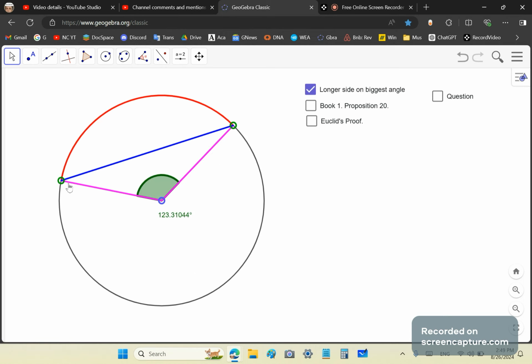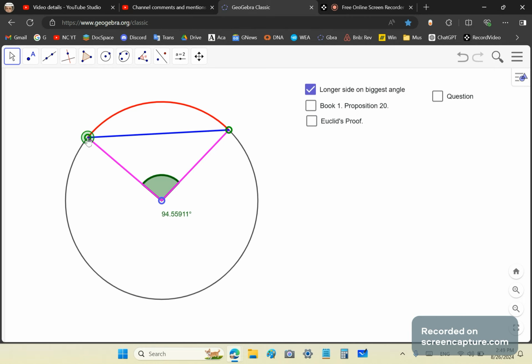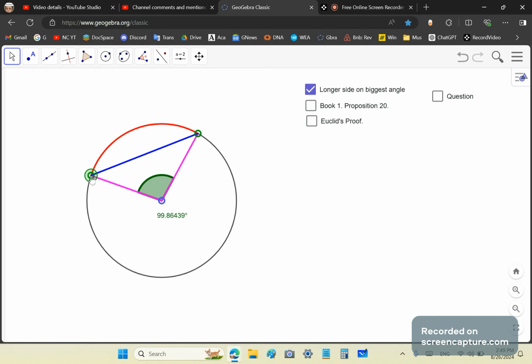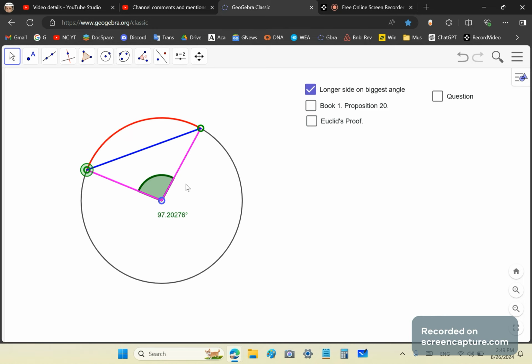So basically, the idea, which Euclid proved in an earlier proposition, is that a bigger angle, this green angle, supports a longer side, the blue side. Okay, so the bigger the angle gets, the longer the blue side gets. The smaller the angle gets, the shorter the blue side, right? No blue side, longest blue side. And these don't have to be equal, as you'll see in a moment. This is an isosceles angle, but they really don't have to be equal.